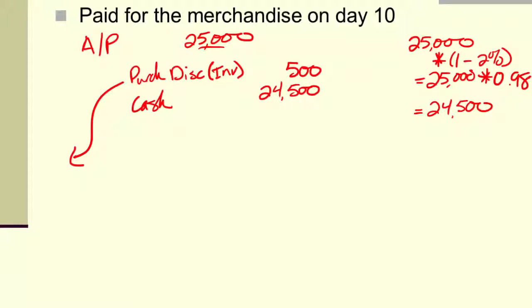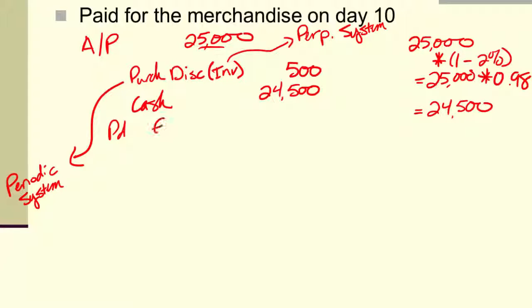Purchase discounts is from what we call a periodic system, which we'll talk about later. Inventory is from what we call a perpetual system. And this is paid for merchandise with discount. Or in discount period would work. A lot of things would work. We don't need anything special. Let's take a look at this.